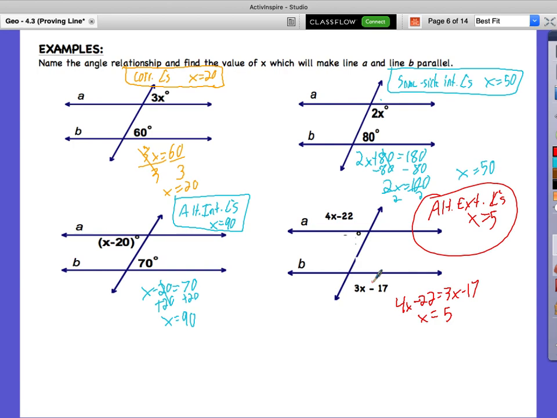Okay, let's say if I plug in 5 here, we get 20 minus 22. That's not, I need to change this problem. No, this is negative 2 degrees. Ooh, that's not possible.